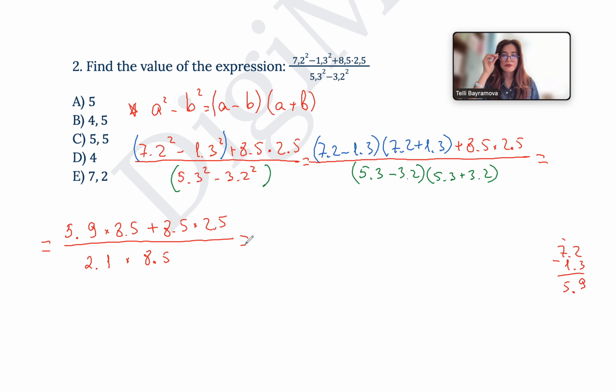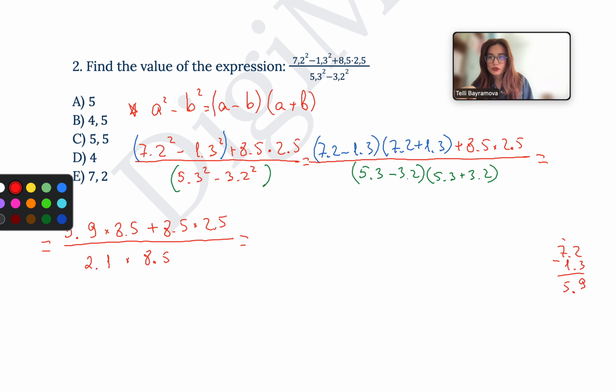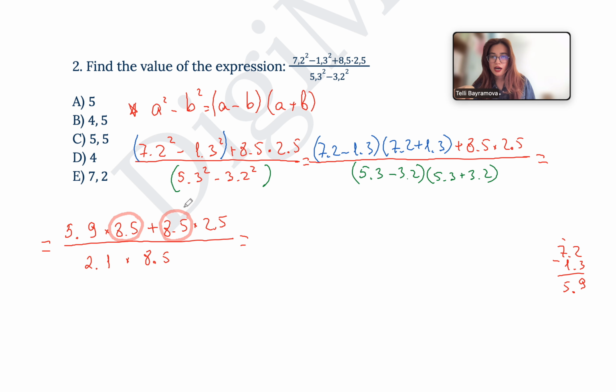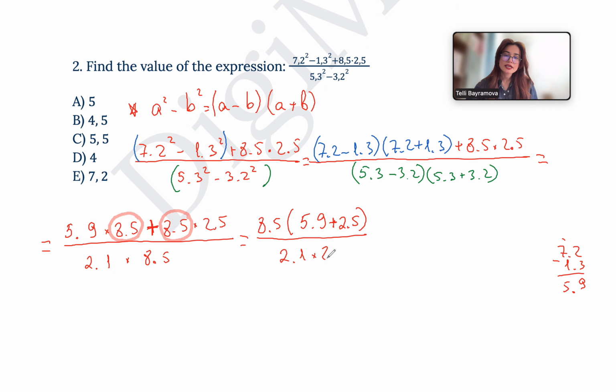Now I do like this: take 8.5 out from both of them, right? So what will it be? 8.5, and whatever is left you write inside the bracket with a plus sign. If it's minus, you write minus. So 5.9 plus 2.5 over 2.1 times 8.5. So 8.5 and 8.5 will be eliminated. 5.9 plus 2.5 is 8.4 over 2.1, which is 84 over 21, which is 4.